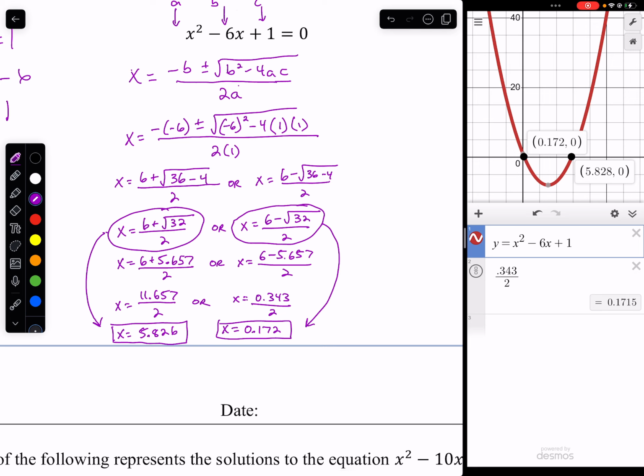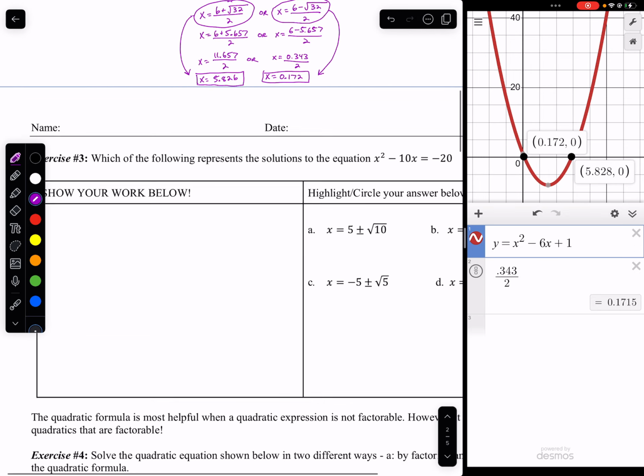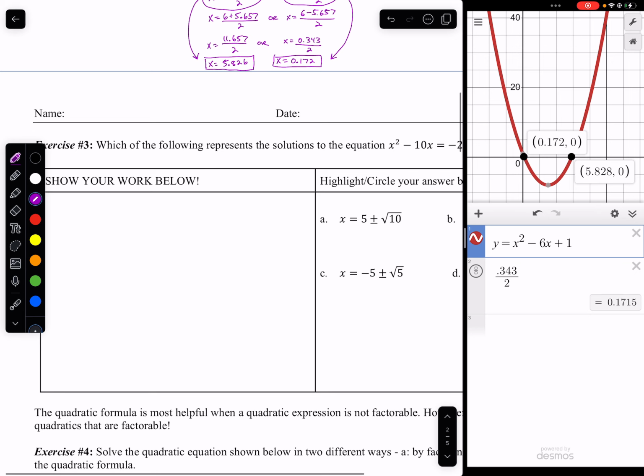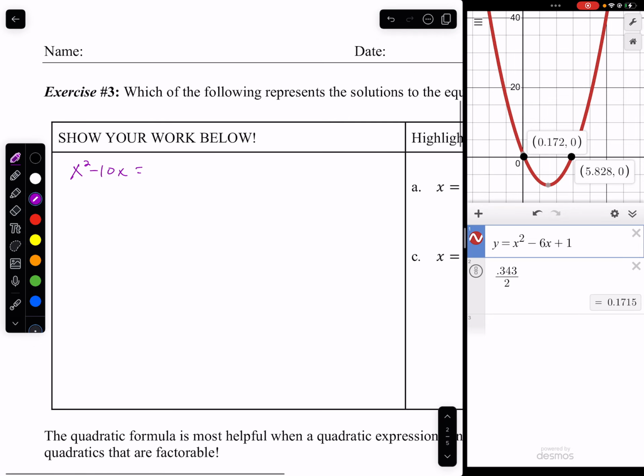All right? So let's just move on and try a different example. Which of the following represents the solutions to the equation? All right, so we have this equation, x squared minus 10x equals negative 20. So if we want to solve for x, since I have x squared and x in the same equation, you can't just isolate x. I can't get x by itself. Some students will try to do that.